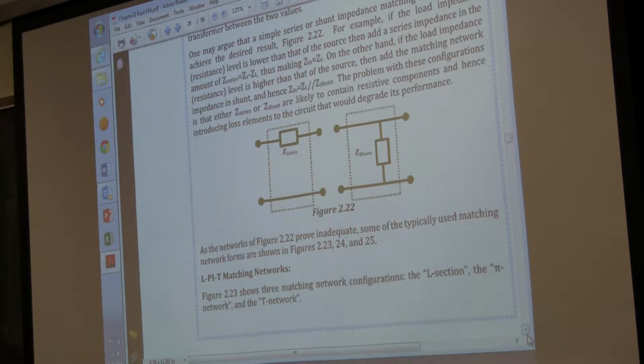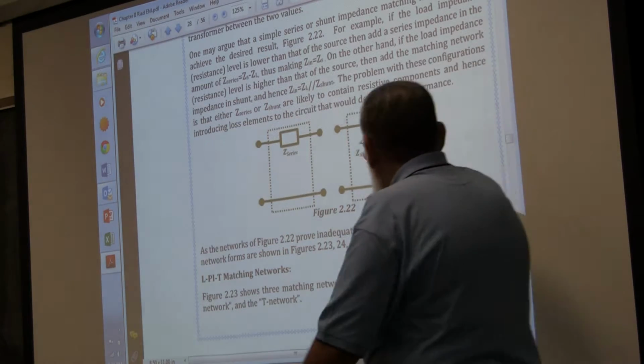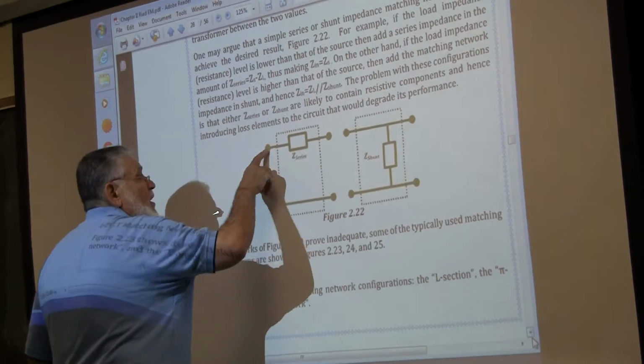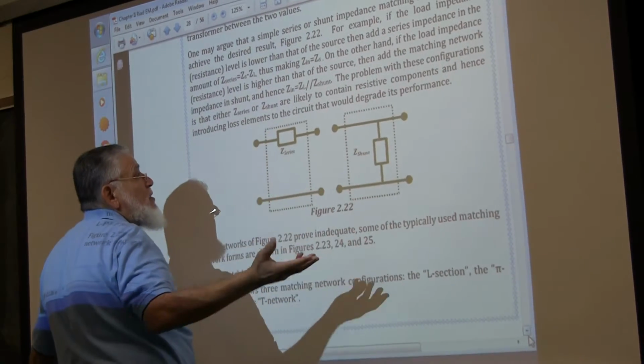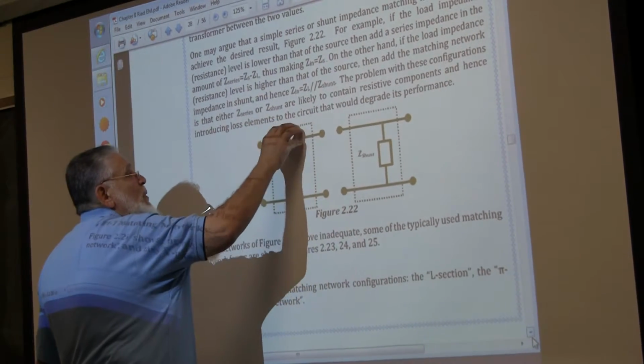But can we do good quality matching with a single impedance like that? As it turns out, this is so limiting, because typically if you have a change in the reactance level, you can add a reactance to achieve that. But if you have a change in resistance level, that means these components have to contain resistances. Like if this is a 50 ohm line and you want to see a 75, that means you have to add a 25 ohm resistance there. That means you are dissipating power here.